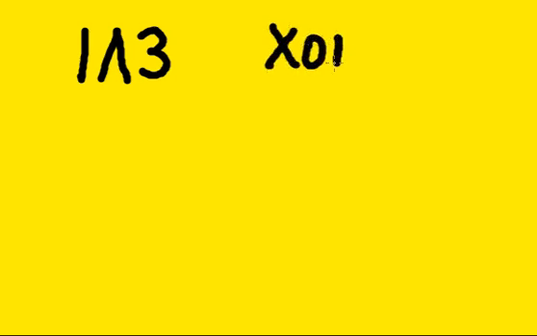Let's try and figure this out. This is 1, and I'm going to XOR it with 3. What is 1 XOR 3? Now we're dealing with the XOR operation. So let's write this down. 1 is 0001.